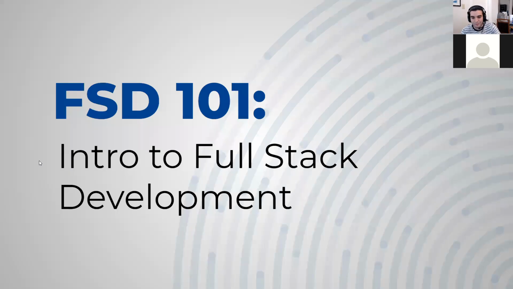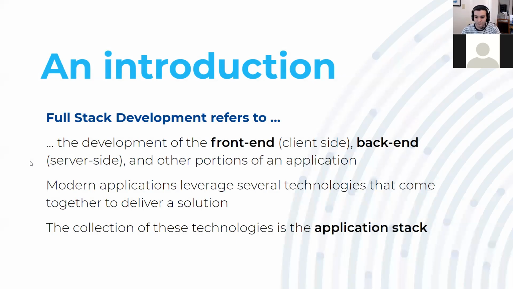So FSD 101, Introduction to Full Stack Development. FSD refers to the development of the front end, back end, and other portions of an application. Modern applications leverage several technologies, and they all come together to deliver a solution. The collection of these technologies is what's considered the application stack. It doesn't just include the front end, back end, and other portions, but that's just kind of a vague idea.